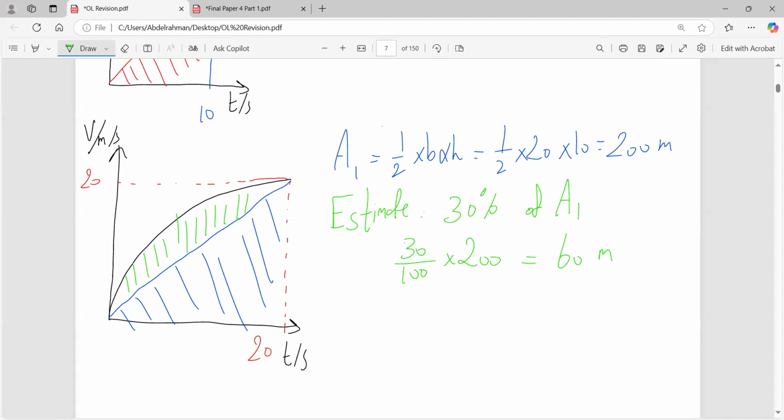So the total distance is almost... it's an estimate. There's a huge range. Okay, the total distance is almost 260 meters. So this is by estimating.